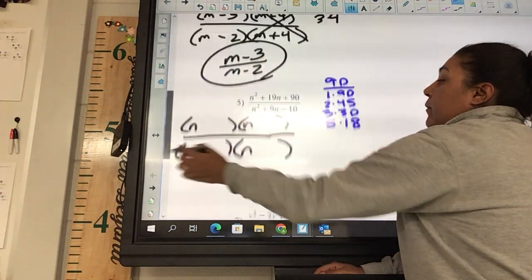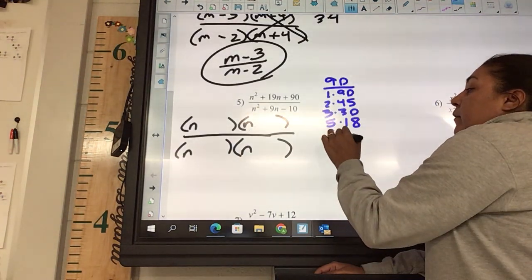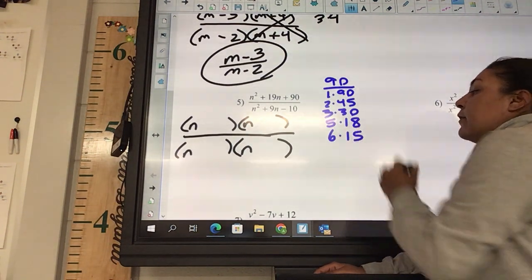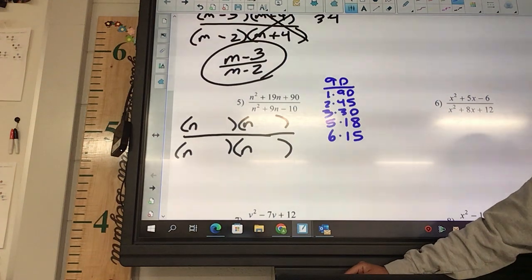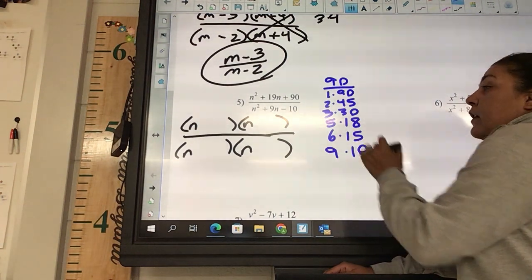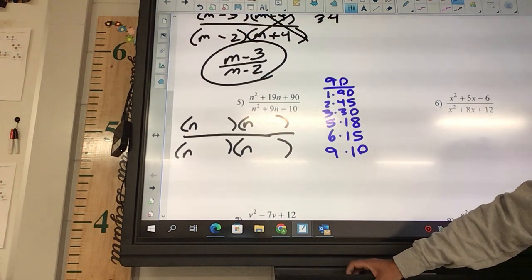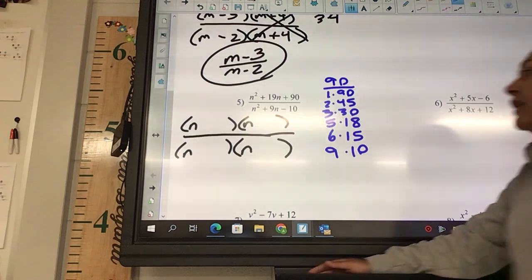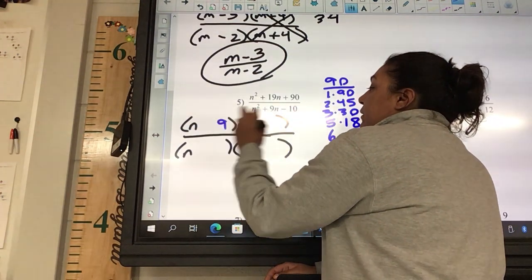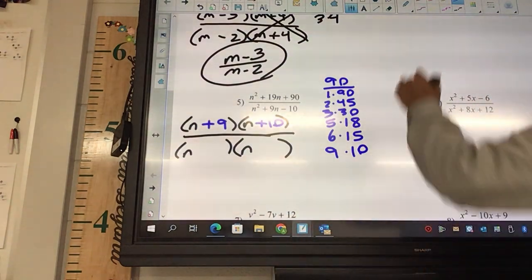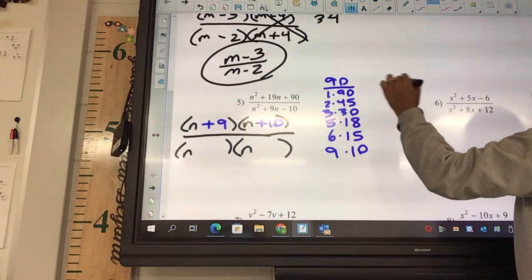Good. 6 and 15. Are you guessing or you know? Yeah. Oh, okay. You said it like a question. 9 and 10. Okay. We need something to add or subtract to give me a 19. 9 and 10. And how can I make that a positive 19? Plus, plus. Good.